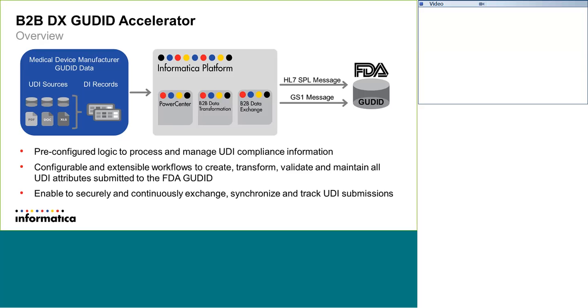This accelerator is based on industry standards and Informatica best practices. It is an instance with pre-configured logic to process and manage UDI compliance information. It consists of configurable and extensible workflow and mapping to create, transform, validate, and maintain all UDI attributes submitted to the FDA GUDID. And as an accelerator, it provides a robust yet flexible pre-built framework that can be adjusted and configured according to the requirements of the solution. In addition, it enables you to securely and continuously exchange, synchronize, and track UDI submissions and FDA responses.